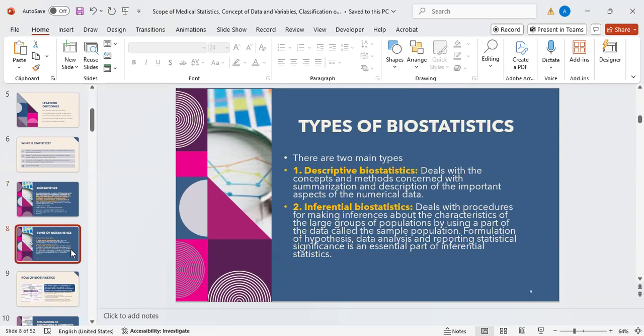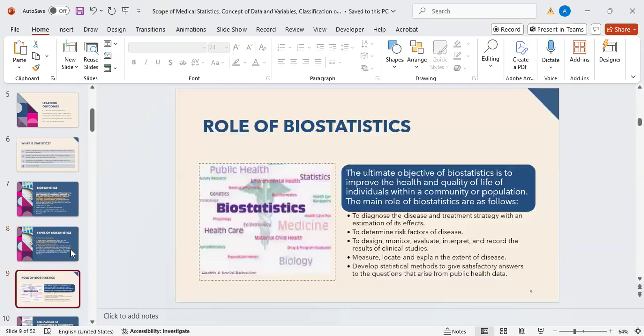Types of biostatistics. There are two main types: descriptive biostatistics and inferential biostatistics. Descriptive biostatistics deals with the concepts and methods concerned with the summarization and description of important aspects of numerical data. Inferential biostatistics deals with the procedure for making inferences about the characteristics of a large group of population by using a part of the data called the sample population. Formulation of the hypothesis, data analysis, and reporting statistical significance are an essential part of inferential statistics.